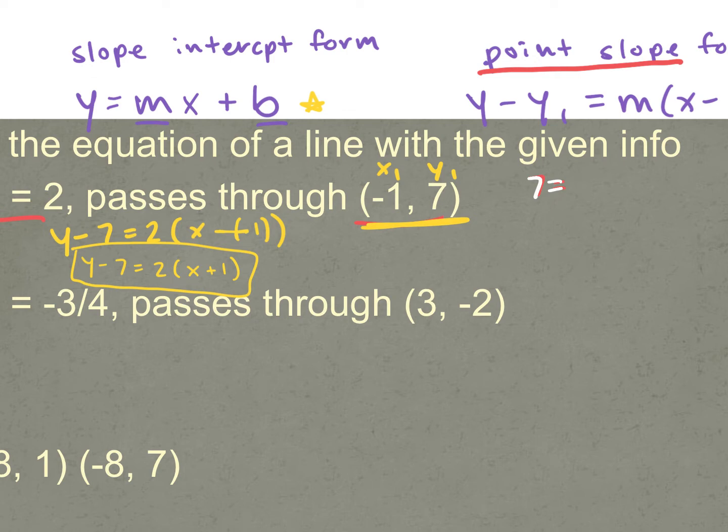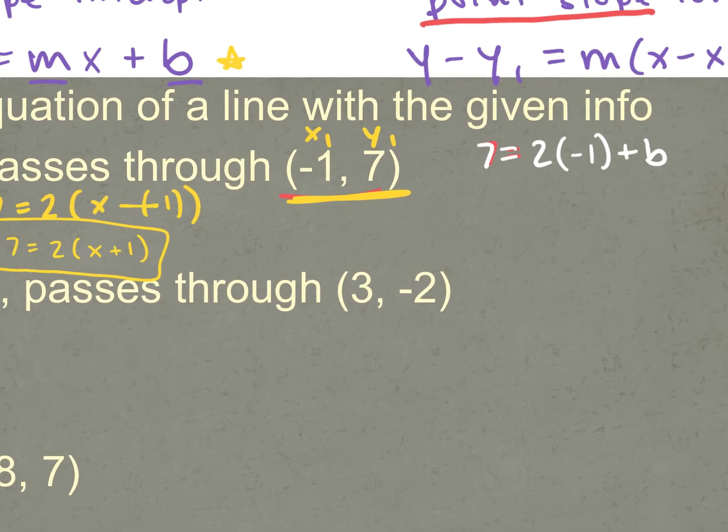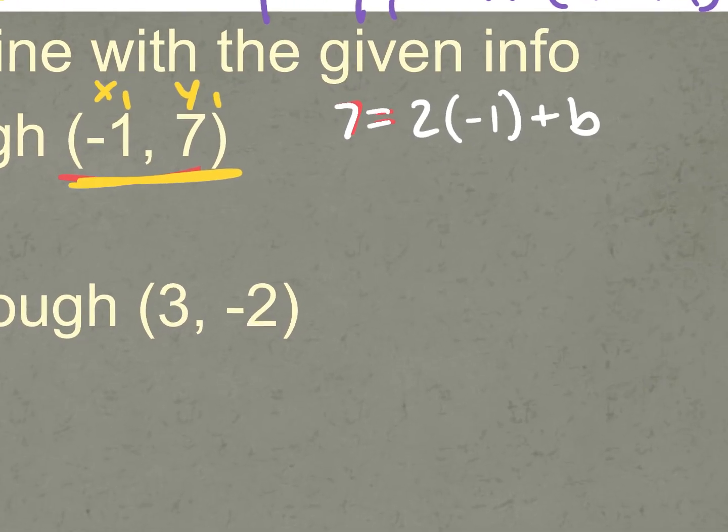So 7 is my y is equal to, what's m? 2. Times what's x? Negative 1 plus b. So we're trying to figure out what our b is. So what should I do first? So multiply 2 times negative 1, which would be negative 2.